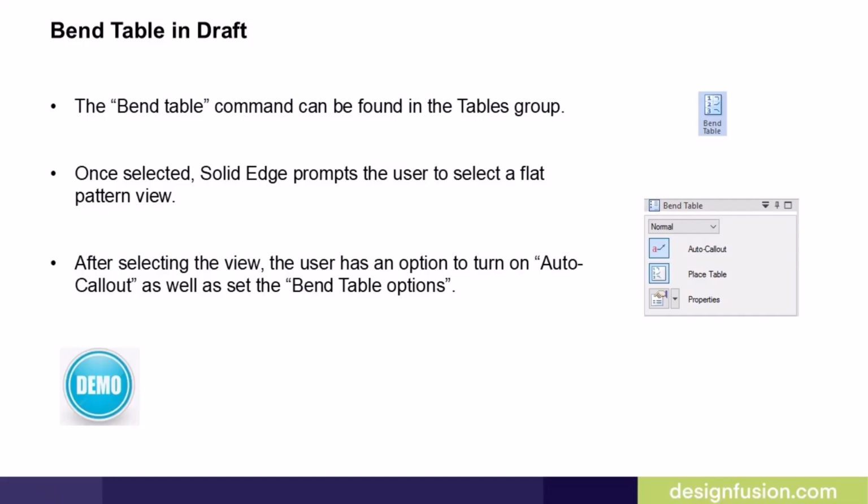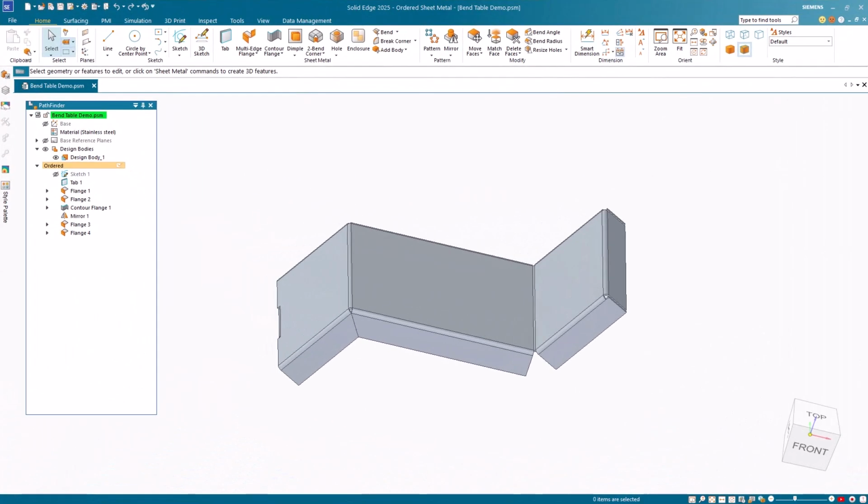To place a bend table on the draft sheet, select the bend table command, which is in the Tables group. Once selected, Solid Edge prompts you to select a flat pattern view. After selecting the view, the user has an option to turn on auto callout, as well as set the bend table options. Placing the bend table is like placing a parts list. You can use previously formatted bend tables, or you can format a new bend table and save it for future use. Let's open this sheet metal model to look at creating a bend table.